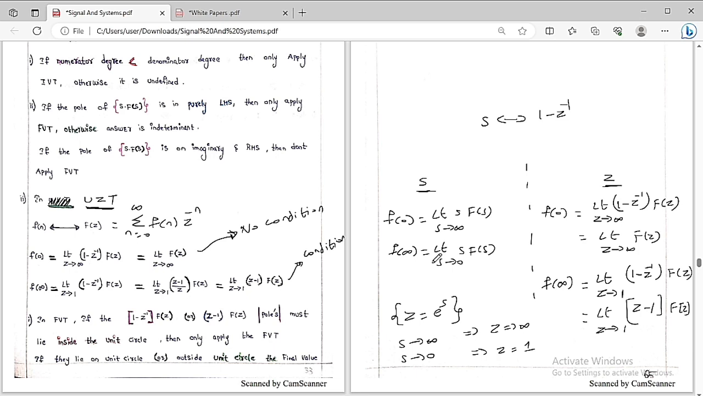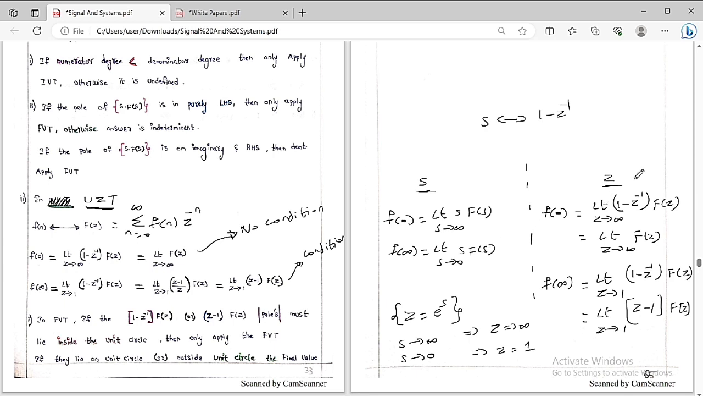While applying the final value theorem, you should get a constant value. If you are not getting this, the responses are oscillating or increasing in nature. So first you have to check the roots of s into F of s. If the roots lie in the LHS of the S plane, the system is stable, so you are going to get some finite value. Suppose the roots lie on the imaginary axis or on the RHS of the S plane, then the responses are purely oscillatory or increasing in nature. So there is no final steady state value, therefore we can say it is undefined.